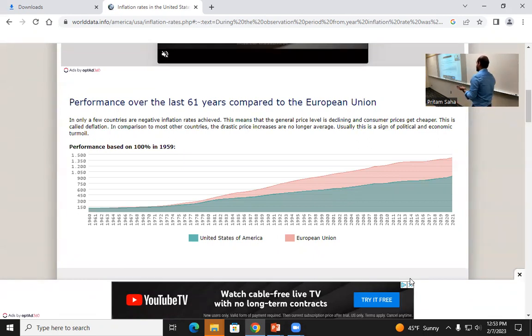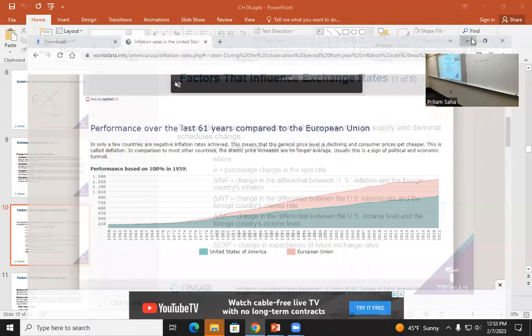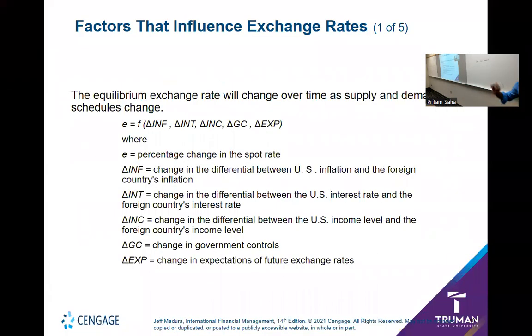And that is the reason the Federal Reserve System, right? Chair of the Fed, Jerome Powell, is trying to fight to reduce inflation. So going back, we got the idea of what is inflation. Real interest rate. What is real interest rate?